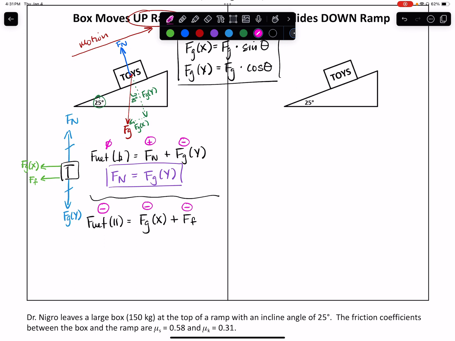All right, don't forget the force due to friction is equal to the coefficient times that normal force. And we've indicated that that normal force is equal to the FG y component, okay?